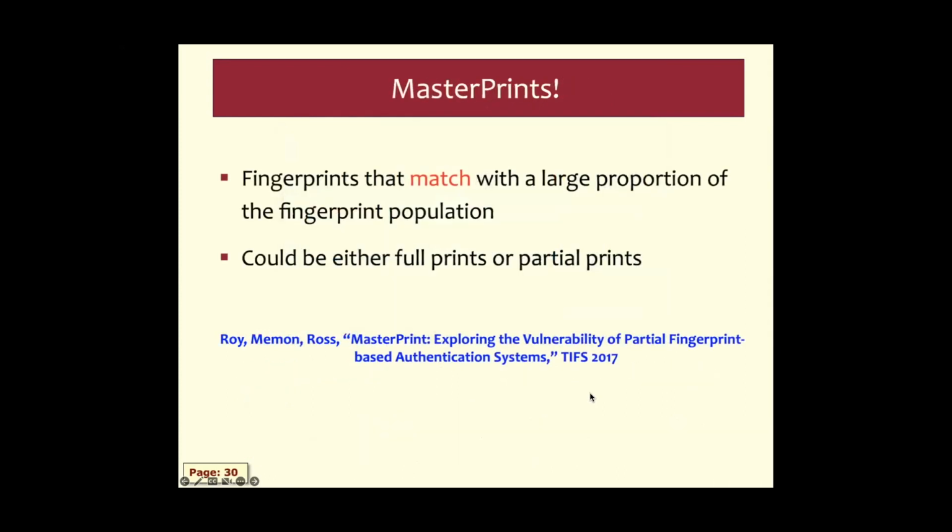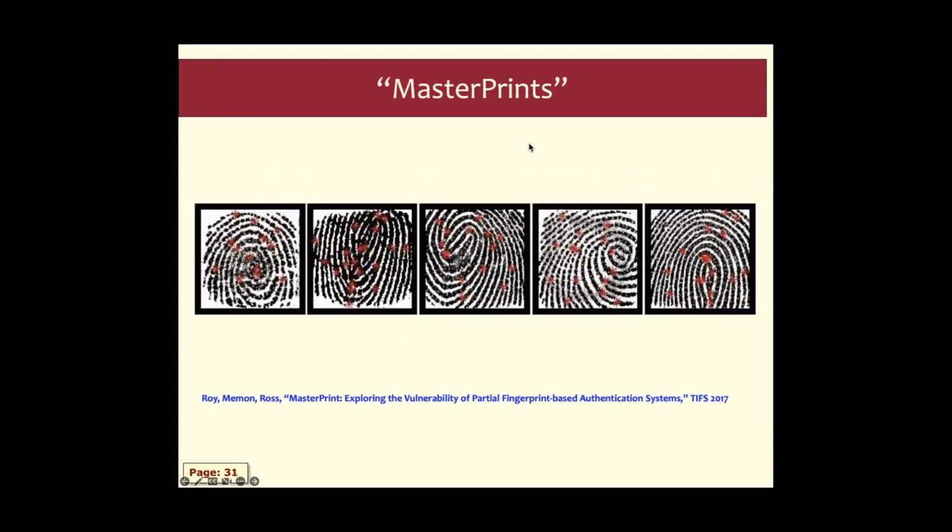Now this poses a problem because one could create what are called master prints. And these are fingerprints that match accidentally with a large proportion of the fingerprint population. They could be either full prints or partial prints, although the problem is more conspicuous when you use partial fingerprints. So what is the problem here? Well, suppose you have identified 5 prints, and we call these master prints because they are akin to a master key that can unlock any room, say in a building. That's why master print, because these fingerprints can potentially match with a large number of target users.